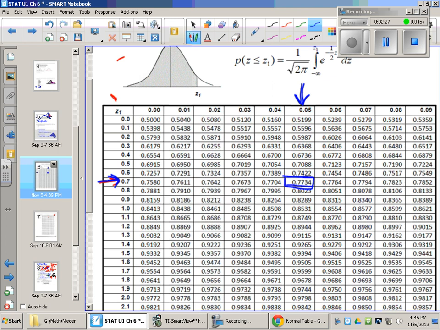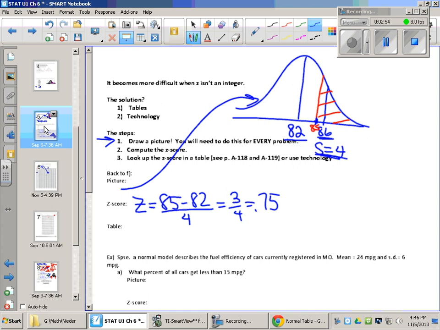Go back and look at this picture. This shaded area, these charts always give the percent below the z-score you're using. So we're using a z of 0.75, so we're saying that's 0.75 standard deviations away. So this shaded area is 77.34, or let's just say 77% of the area under that normal curve. Okay, so let's take that back to our problem. So now we know that this over here is 77%.